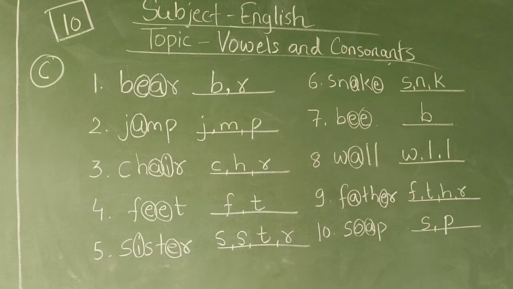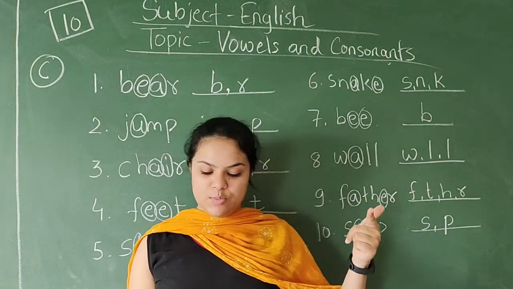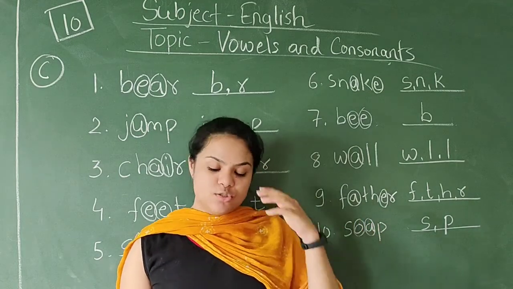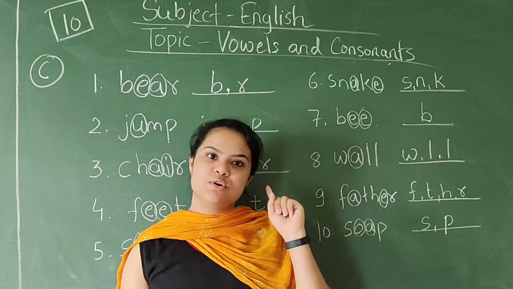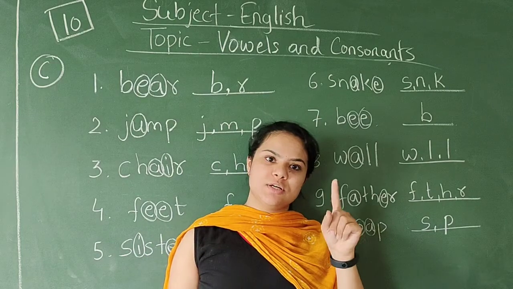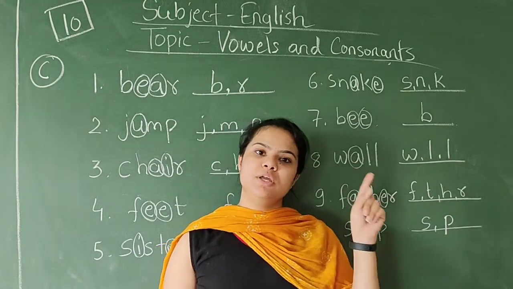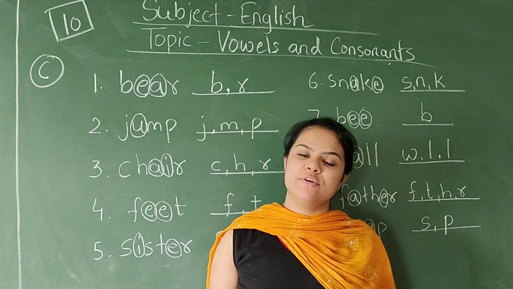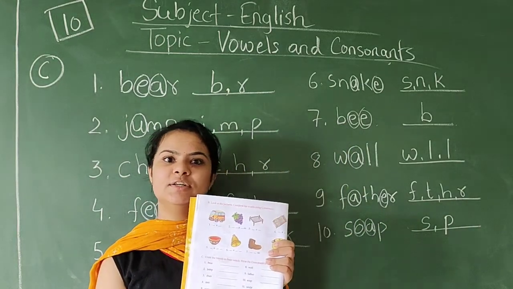I hope you all have done this exercise with me. Here we have uncle at number 11, salt at number 12, fun at number 13, and dream at number 14. In uncle there are two vowels, U and E. In salt, there is only one vowel, that is A. You have to circle it and write the remaining letters in the blank. In fun, the U letter is a vowel, and in dream, E and A are vowels. The remaining consonant letters you have to write in the blank.